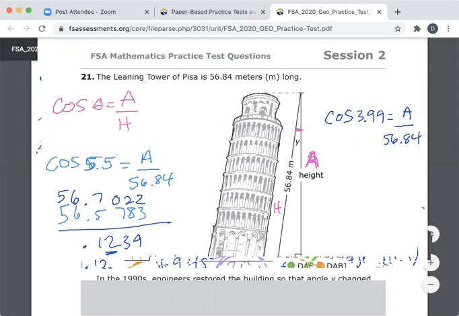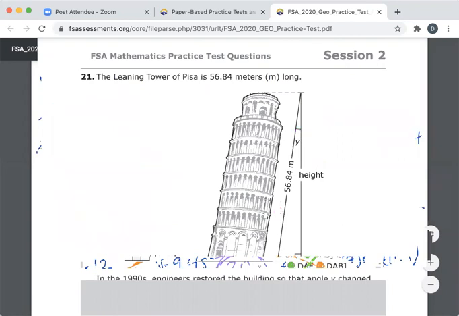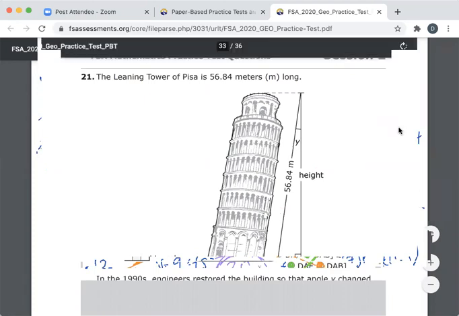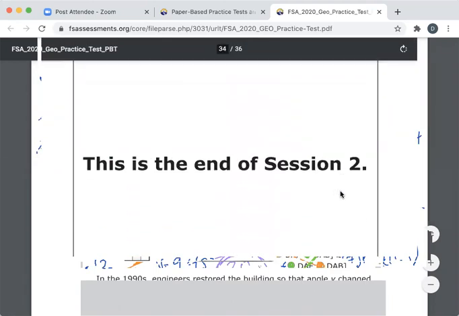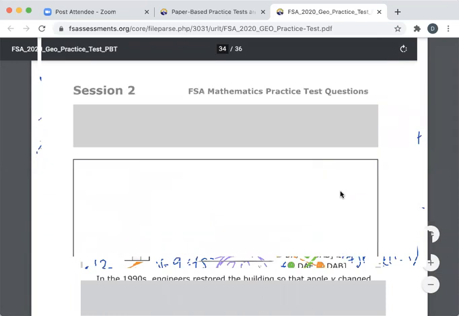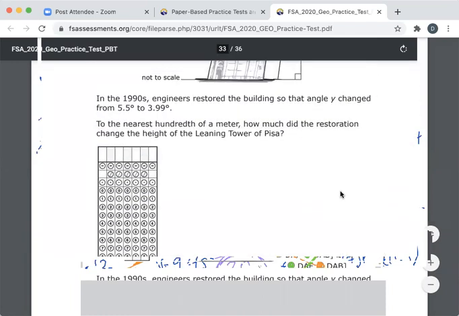And I think that is the last question. It is the end of session 2. So that is it for the practice Florida geometry end of course exam, found on fsaassessments.org. If you want to find part 1, it should also be in this EOC thread. Easy to find. I hope it was helpful.